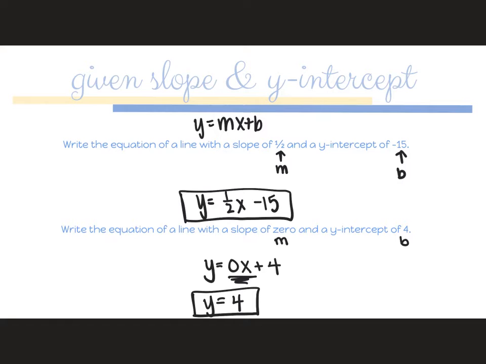Recall that this would actually be a horizontal line when graphed. And so if I drew a graph, it would really just look like this. So anytime we have 0 slope, our graph will be a horizontal line, and our equation will be y equals a number.